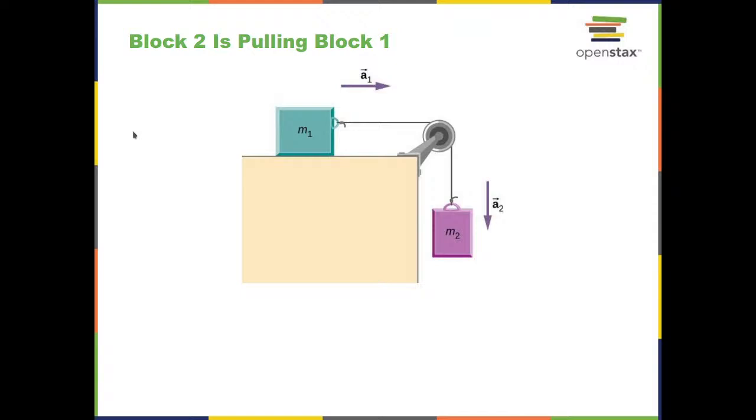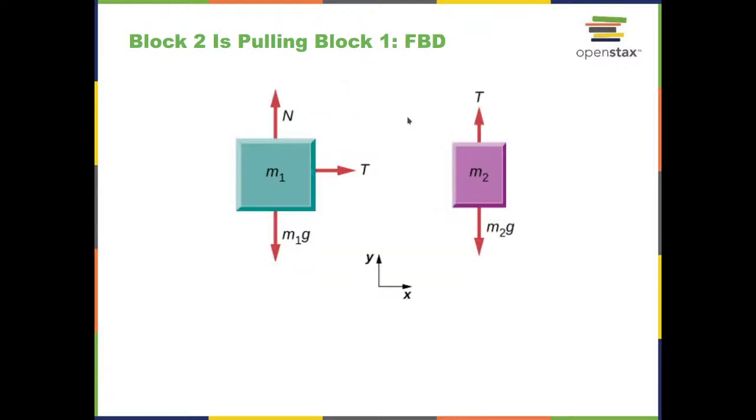Okay, so let's start with block 1 here. There's three forces operating on block 1. There's going to be the weight of block 1 that's pointing down. There's going to be the normal force due to the surface that's pushing up against block 1. And there's the tension that is pulling block 1 towards the right. And actually, we can draw that here. So this is going to be the force on block 1.